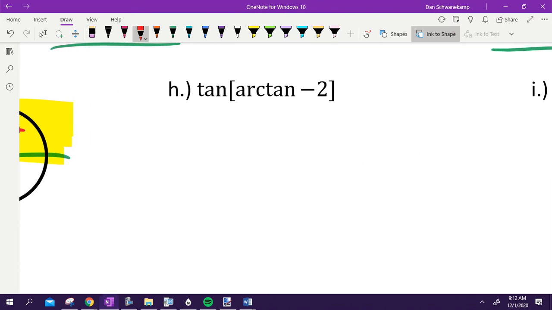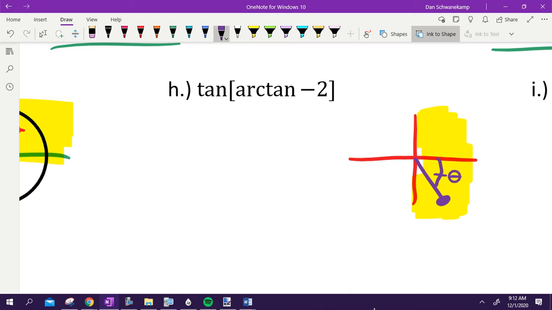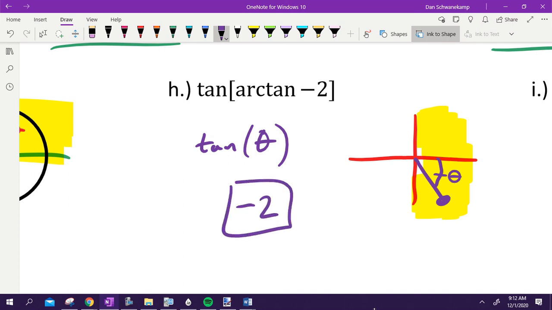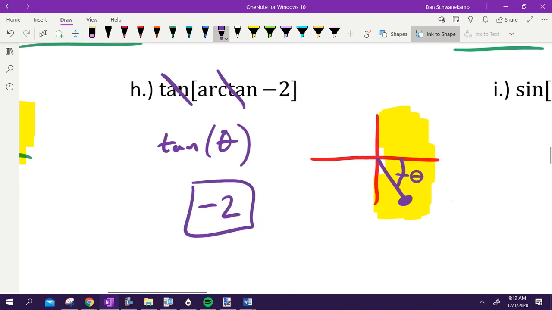So if I'm doing tangent of arctangent of negative 2, where on my unit circle would my tangent value be negative 2 if I'm doing arctangent? Quadrants 1 and 4. I want tangent to be negative 2. It's down there somewhere. And then I'm asking you, all right, cool, this is my angle. What is the tangent of that angle? What's my value going to be? Negative 2. Those two things are really just going to cancel each other out.